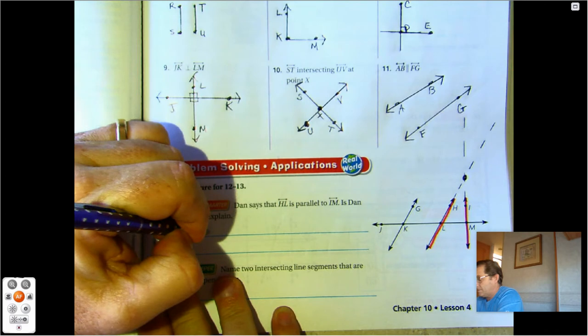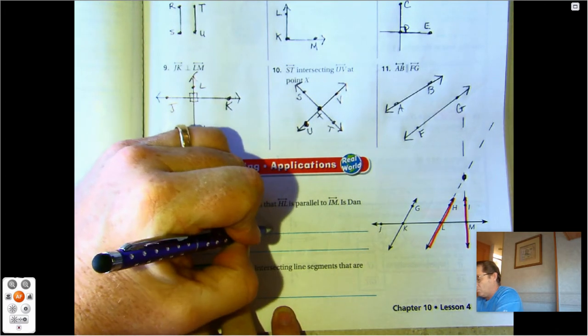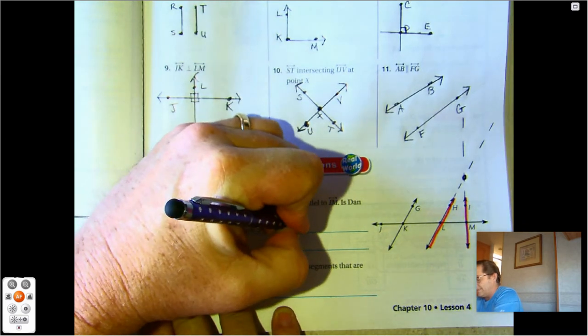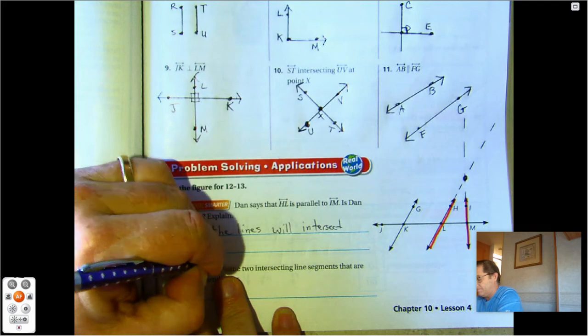No. The lines will intersect. So they can't be parallel.